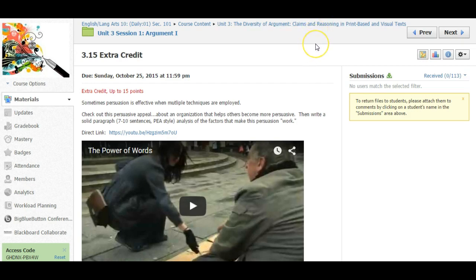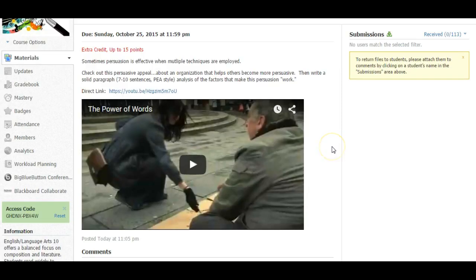There are 2 extra credit opportunities in this session because some of you are looking for that. One is to look at a video called The Power of Words, which is itself an advertisement for an advertising agency. And it's had something like 34 million hits on YouTube, so it's quite a mover. So analyze what techniques are being used, why is this so persuasive?